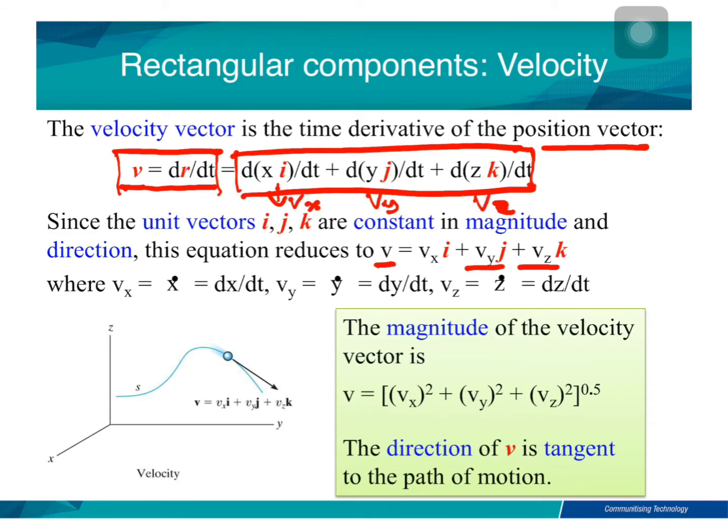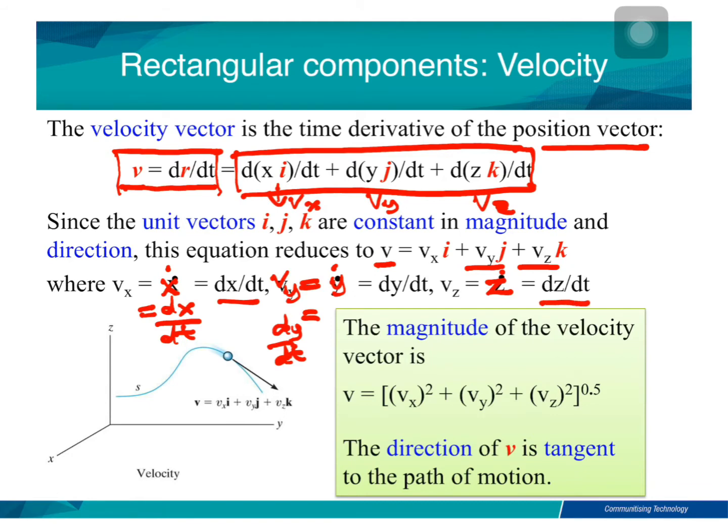Alright, it can also be simplified like this. vx is equal to x dot, which is dx over dt. Similarly, vy is y dot, or dy over dt. And then vz, simplified, is z dot, or dz over dt.